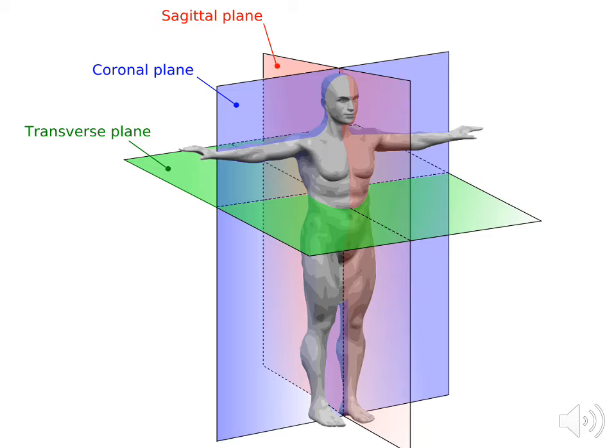Movements occur within a plane. So, for example, if this human in the picture was to perform a cartwheel, that is occurring in the coronal or frontal plane. If they were to perform a forward roll, that occurs in the sagittal plane. And if they were to spin on the spot, that is occurring within the transverse plane.